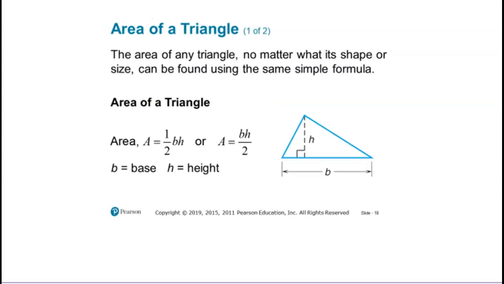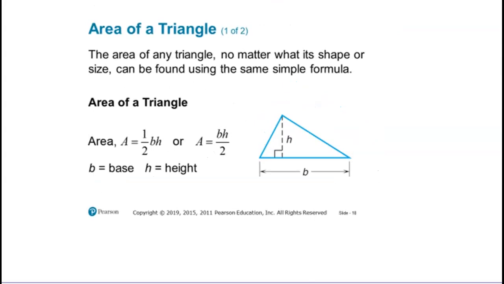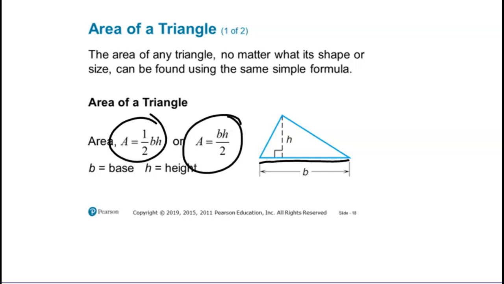And so we're going to look at the area of a triangle, and the area of a triangle uses the simple formula: area equals 1/2 base times height. And you can see that that can also be written as area equals base times height over 2. Importantly, the base and the height are where you find the square of the triangle.